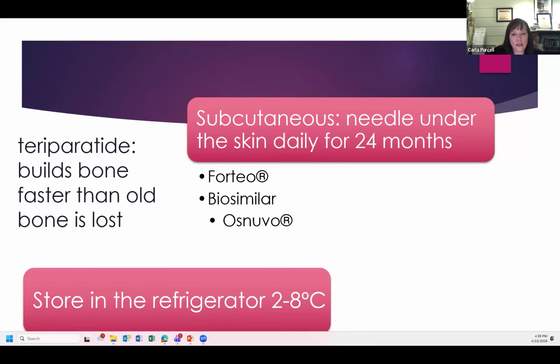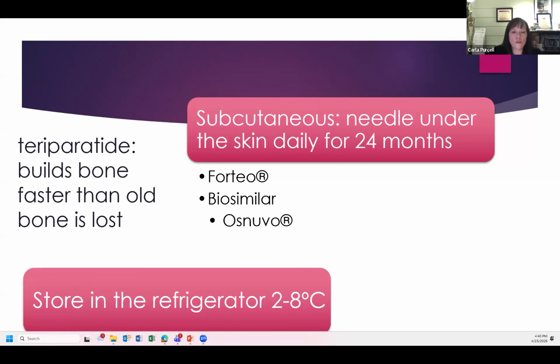This one should be stored in the refrigerator. It can come out of the refrigerator for a maximum of about 24 hours. If it's out for 24 hours, it should only be re-refrigerated once. And if you're going to travel with teriparatide, it's best that you have a cooler for it.